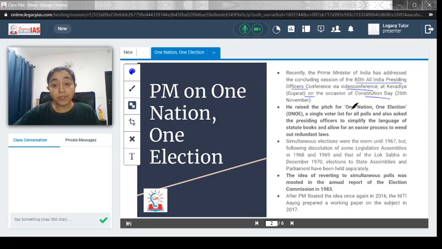He raised the pitch for one nation, one election, a single voter list for all polls, and also asked the presiding officers to simplify the language of statute books and allow for an easier process to weed out redundant laws. So these are the things he suggested: one election, a single voter list for all polls, and the presiding officers making the statute book readable for the end user. That is something the Prime Minister has highlighted.